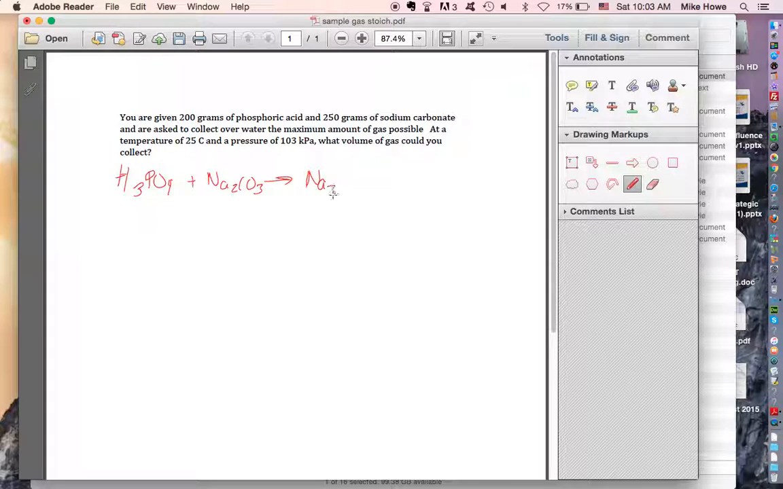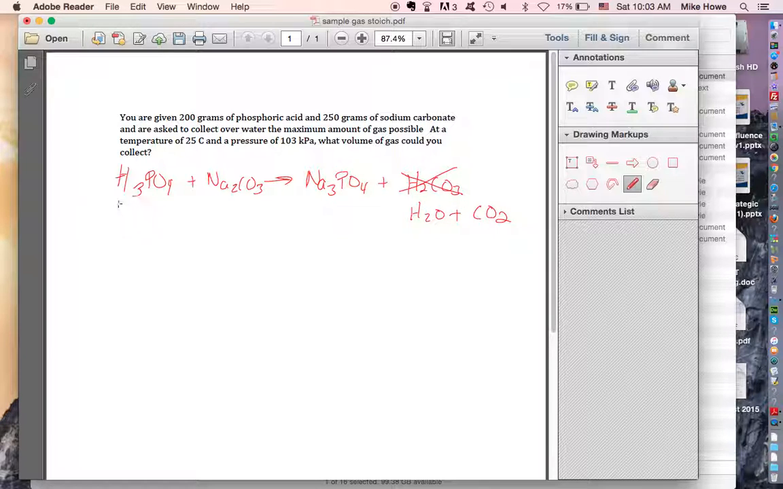It's a double replacement reaction, so sodium phosphate has to be Na3PO4 because of the +1 and -3. Plus the other product would be H2CO3. Carbonate's -2 and hydrogen's +1. But you remember that carbonic acid always decomposes into water and carbon dioxide.